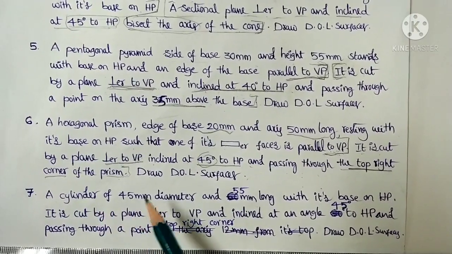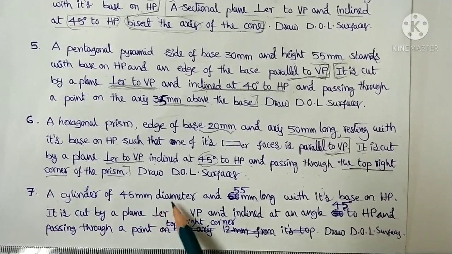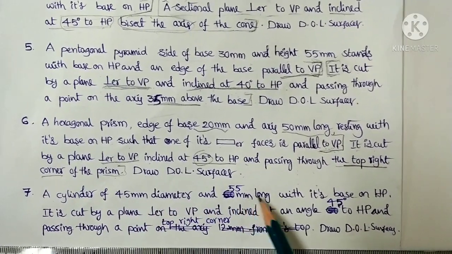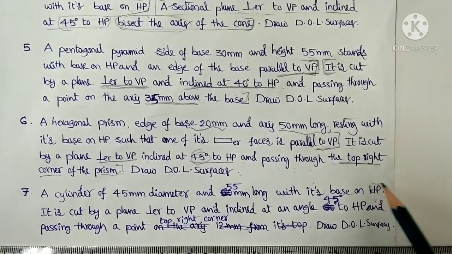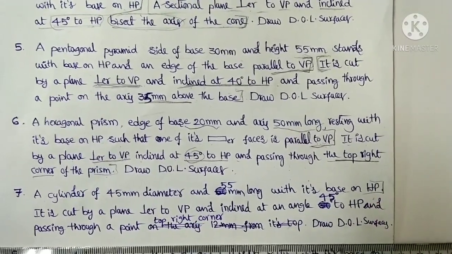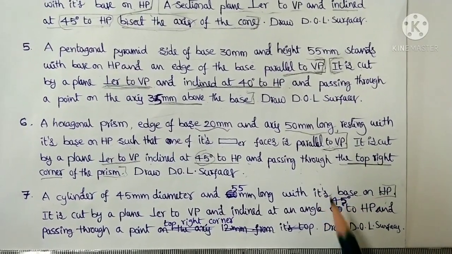Problem number 7: a cylinder of 45 mm diameter and 55 mm long with its base on HP. Up to this particular point, this is related to the orthographic projections. According to these conditions, we should construct the orthographic projections of the cylinder.